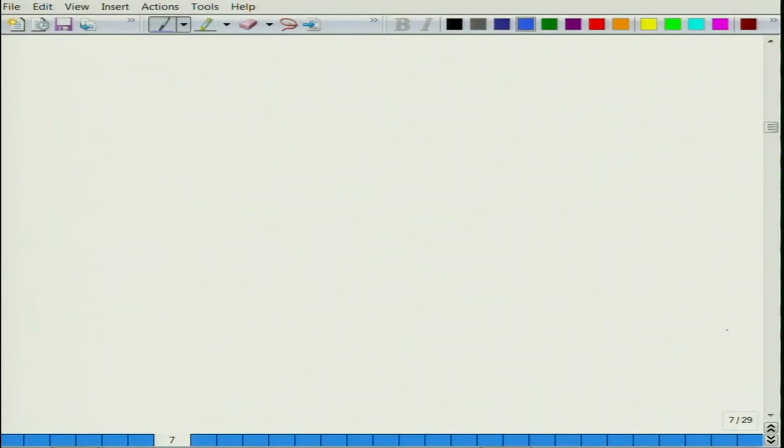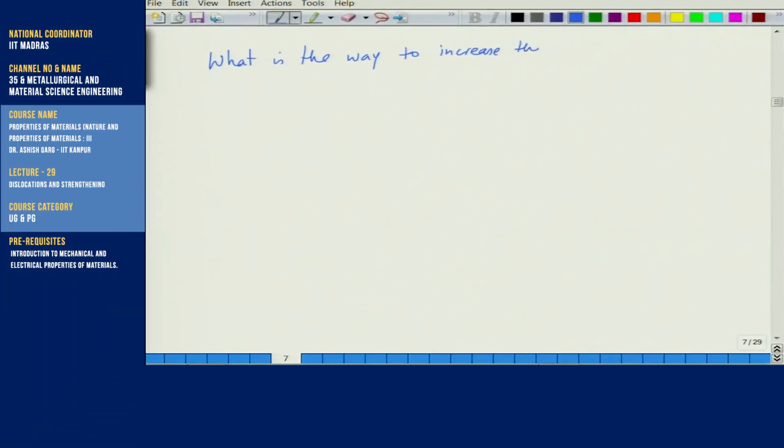So, basically what we are saying is that now, what is the way to increase the strength of a material?